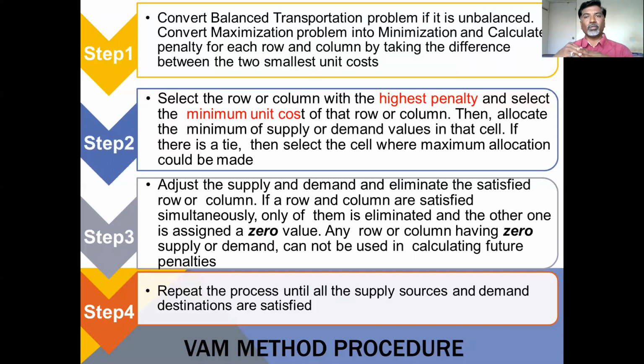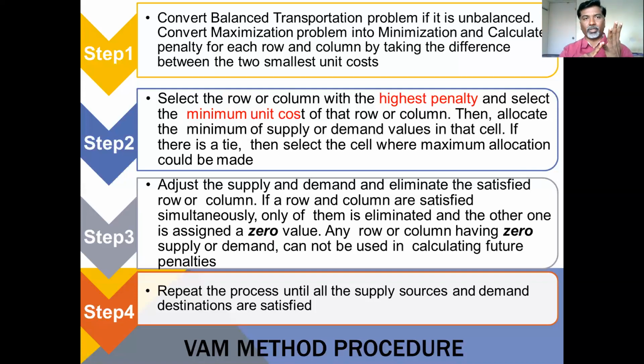For that, what you have to do? You have to calculate the penalty for each row and column. How to calculate the penalty value? The penalty value for a particular row is calculated by checking the minimum value in that row and the next minimum value in that row, and then calculating the difference between these two values. The difference between the two smallest values is nothing but the penalty value for a row. Likewise, you have to calculate penalty values for all rows and all columns also.